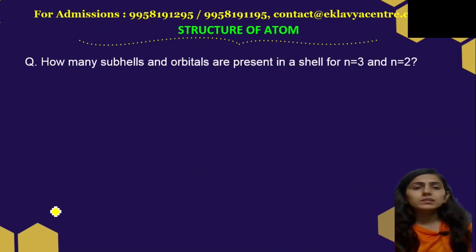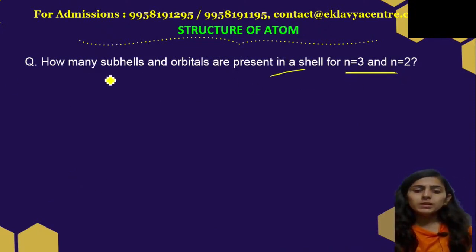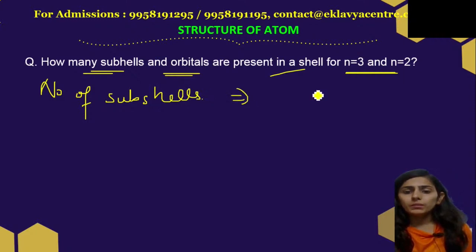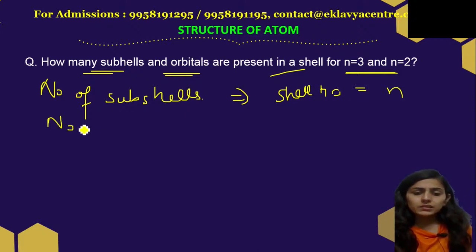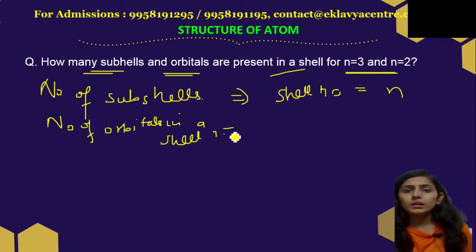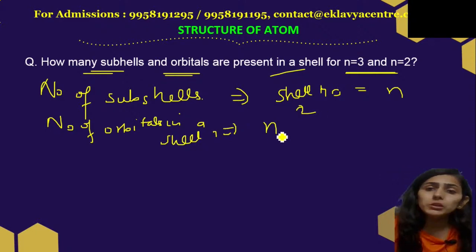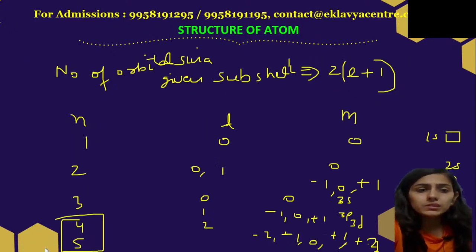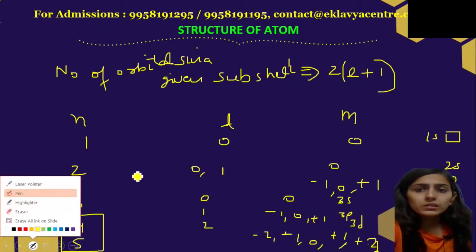Now let us try some questions. How many subshells and orbitals are present in a shell for n equal to 3 and n equal to 2? The number of subshells is always equal to the shell number, n. And the number of orbitals in a shell is n square. If they ask you in a subshell, it will be 2L plus 1, which we have just discussed: 2 into L plus 1. Wait, just a minute. Actually its bracket will not come here. It's 2.